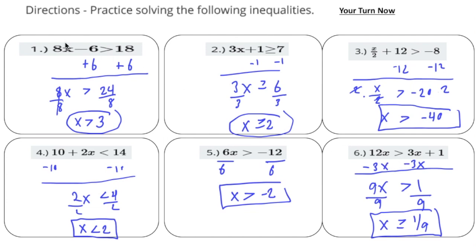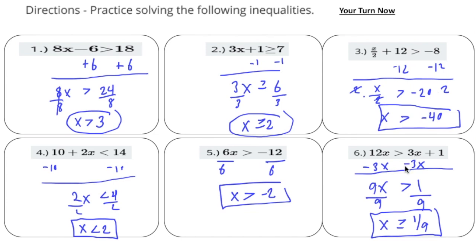Alright? Now, really for the most part, problems number 1, number 2, number 3, 4 were kind of done the same way, where you had to first remove the constant from both sides, and then you divided by the coefficient or multiplied, right? Number 5 was just a one-stepper, right, where you divided both sides by 6. And then number 6 was the one that was a little bit tricky, because you had a variable on both sides of the inequality sign.